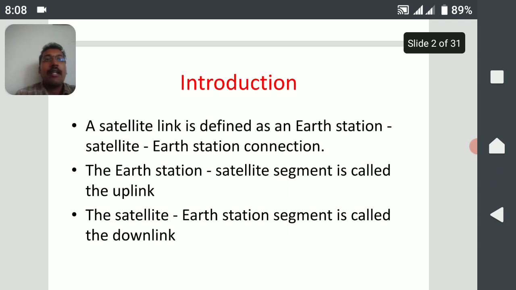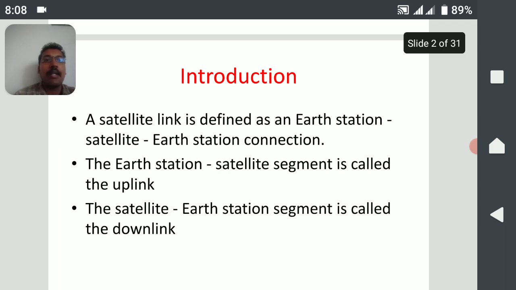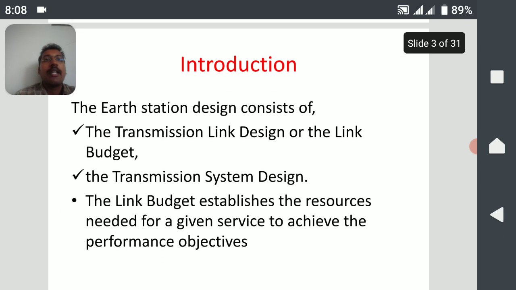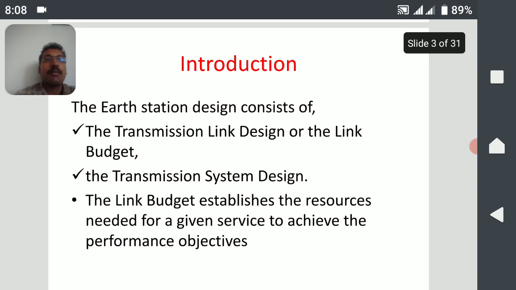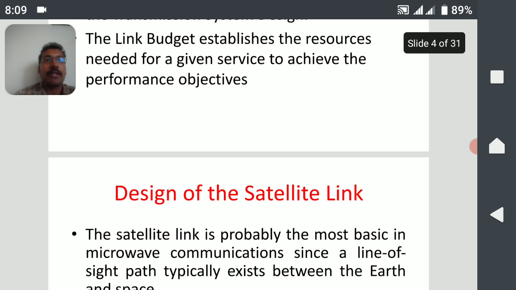A satellite link is defined as the connection between the satellite and earth station. The earth station to satellite connection is called the uplink and the satellite to earth station segment is called the downlink. The earth station design consists of transmission link design or the link budget, and the transmission system design. The link budget establishes the resources needed for a given service to achieve the performance objectives.